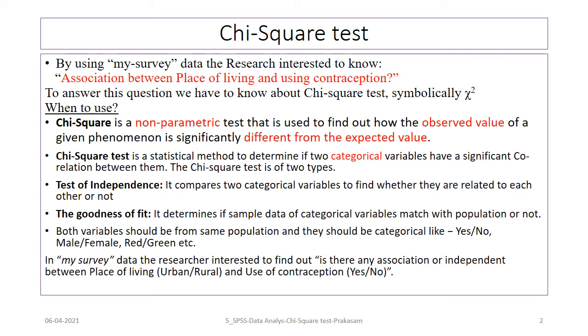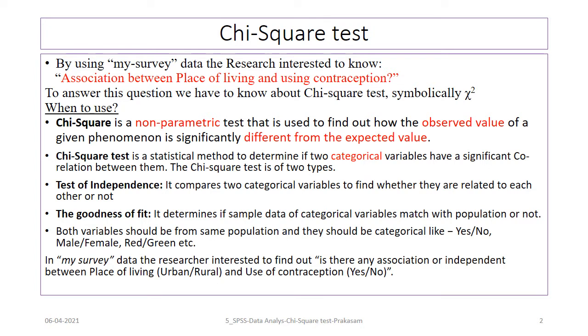In the test of independence, it compares two categorical variables to find out whether they are related to each other or not. In the goodness of fit, it determines if the sample data of a categorical variable match with the population or not. Further, if you assume a pattern of distribution, and we can determine the expected values, you can also use the goodness of fit.